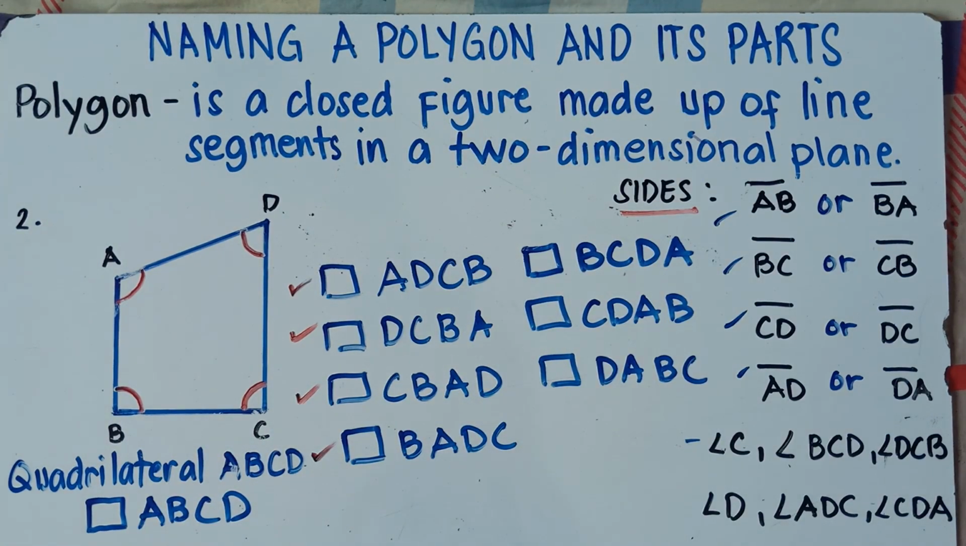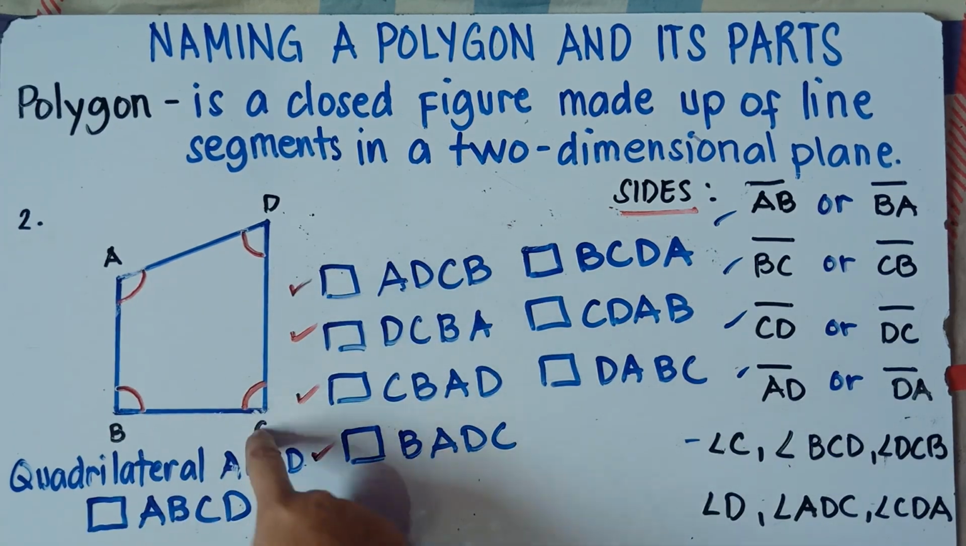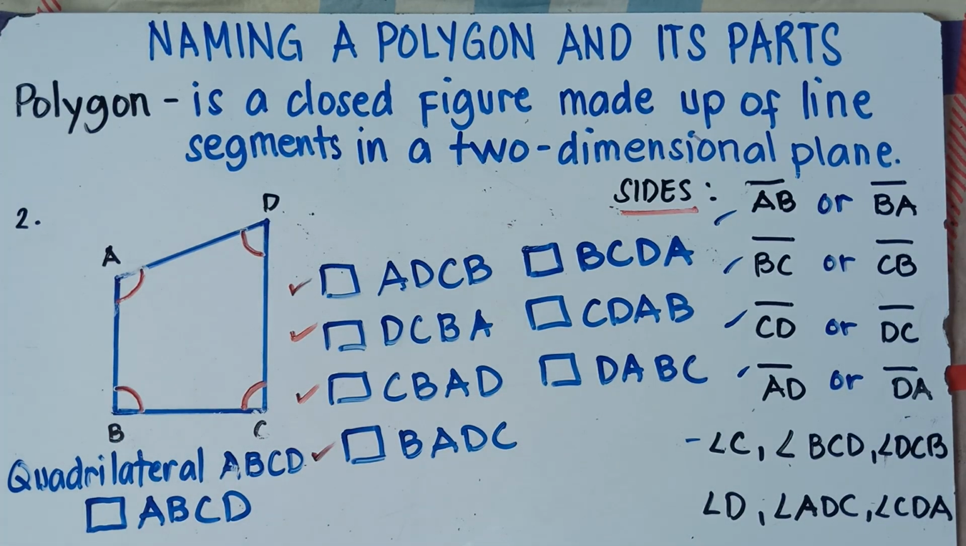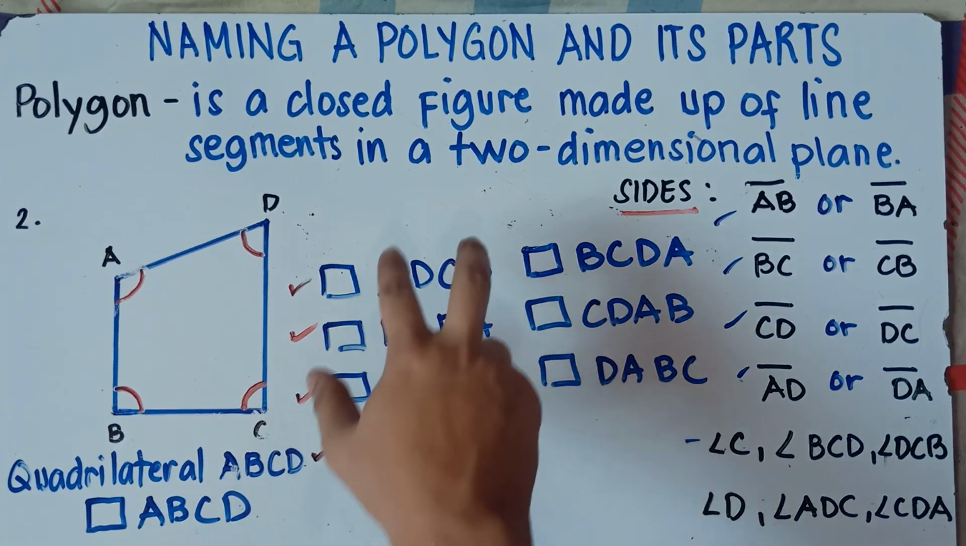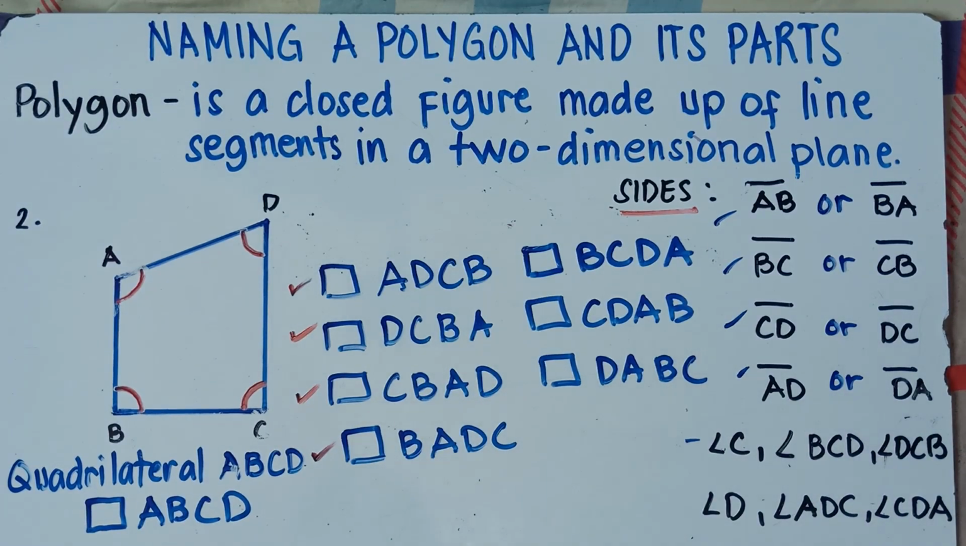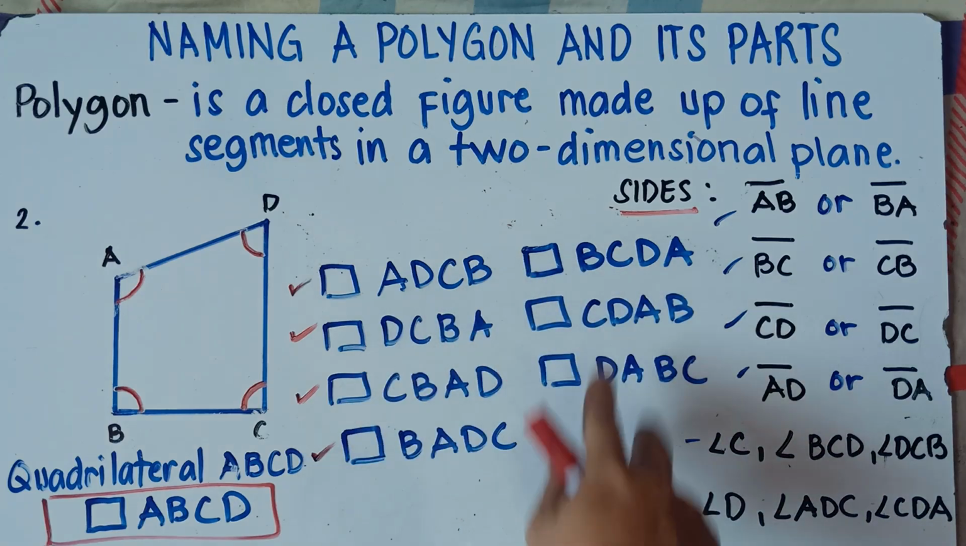Just remember this one, class. You can name any polygon as long as the vertices are consecutive vertices, one after another. So ABCD, BCDA, you can do that one, CDAB. Alright, so that's how you name, class. You can choose either of these, you can have this answer. Just choose one, class. It's up to you, which do you prefer.